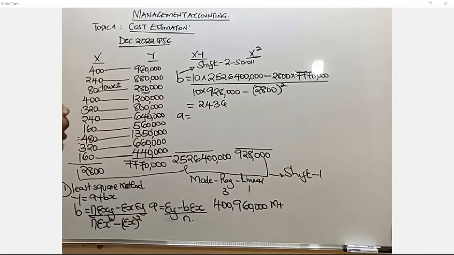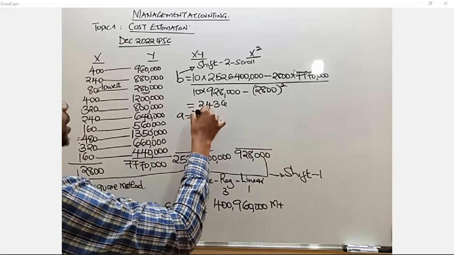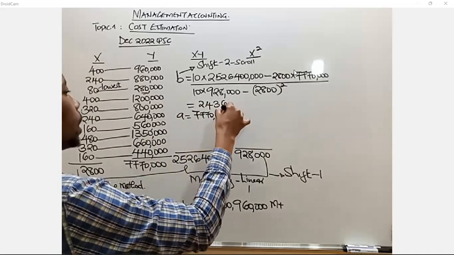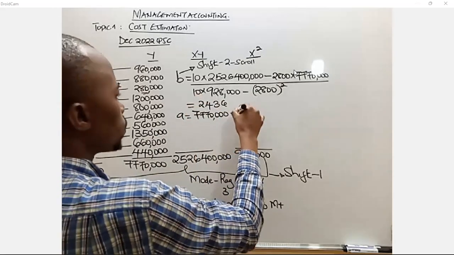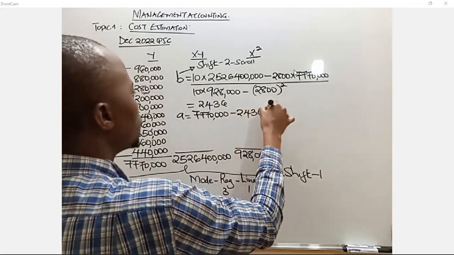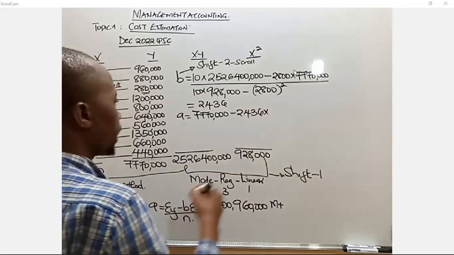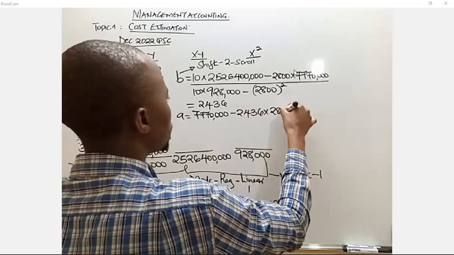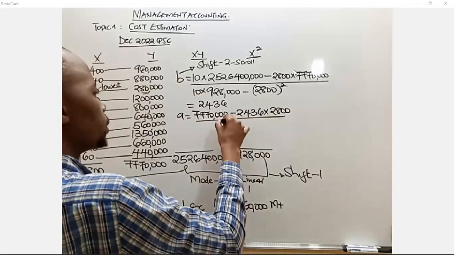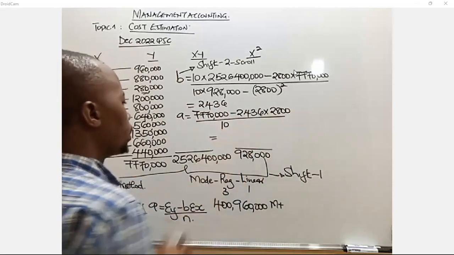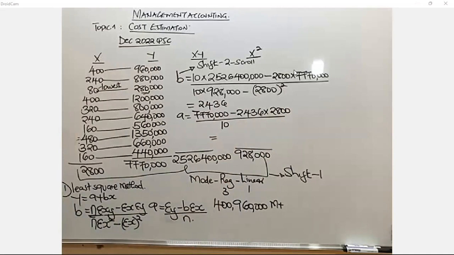And I will say, to get our A, we said you take the summation of Y, which is 7770, minus B, which is 2436, times the summation of X, which is 2800. We divide it by, what are we dividing it with? With our N, which is 10. I don't need also to struggle getting that solution. What am I supposed to be doing? I'm supposed now to be following the same procedure.